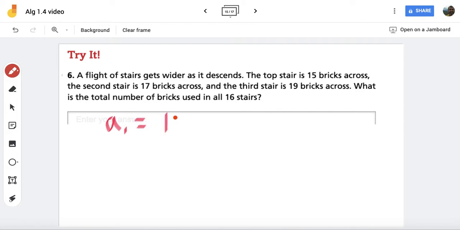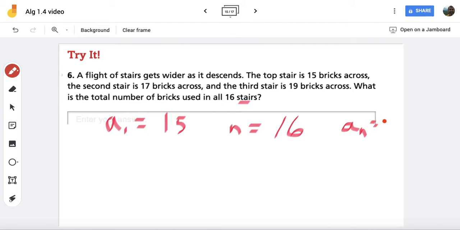All right, I know that the first one is 15. The second one doesn't necessarily help me, and the third one doesn't help me because I'd like to know what the last one is, but I don't know the last one. But I do know there's 16 stairs, so I know the number of terms is 16. We don't know a sub n.